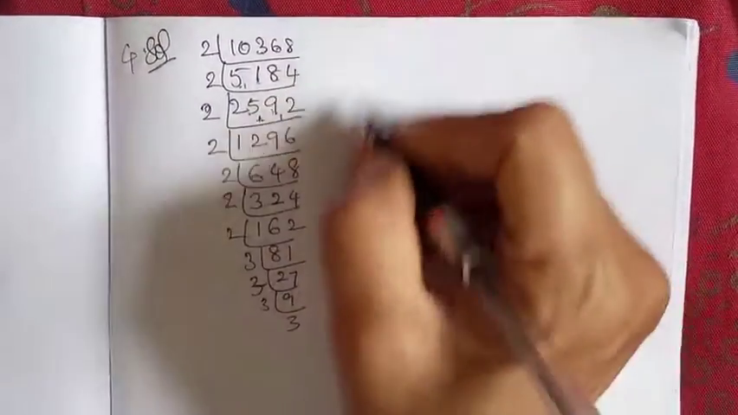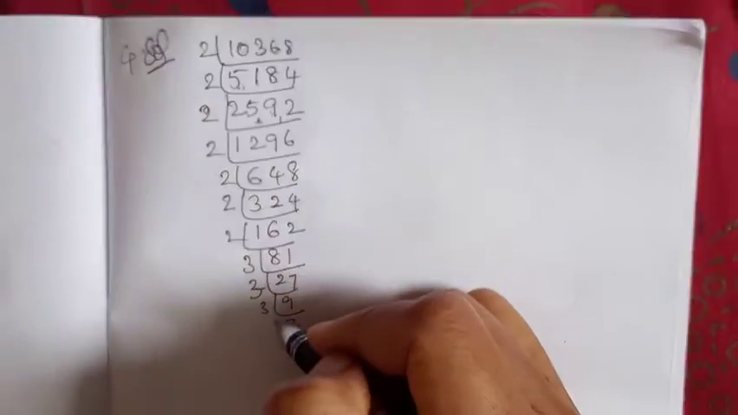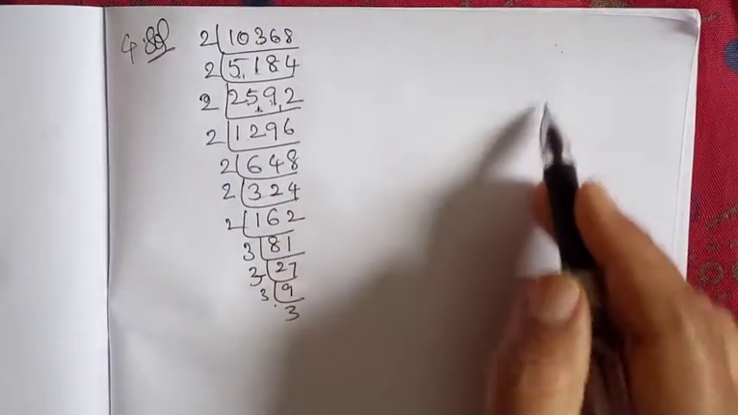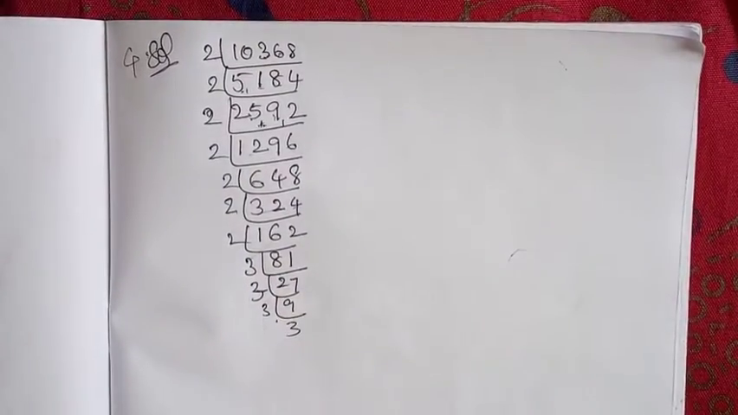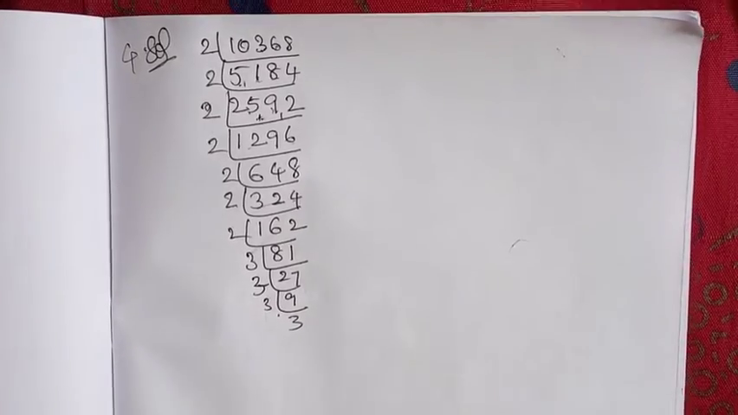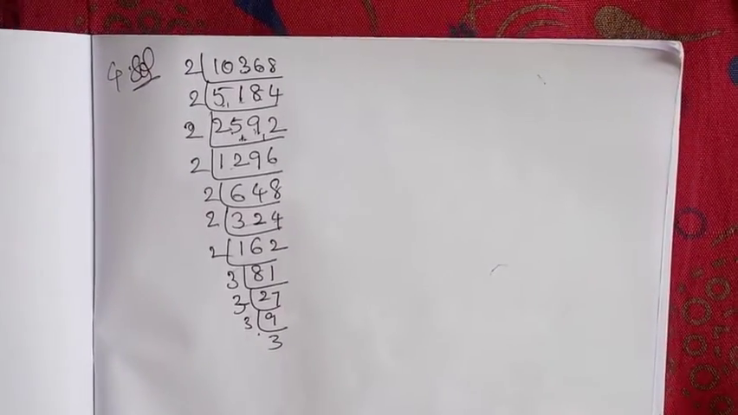Now we will write here. This is the main part of the solution, children. Don't do it in the rough side, the right side column. Now we will write the factors of all these.